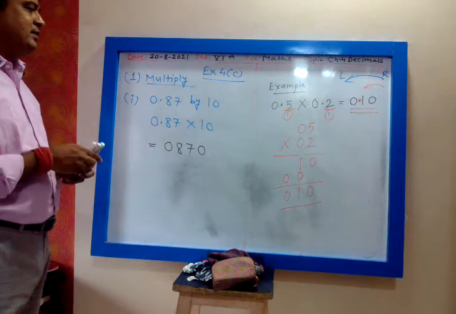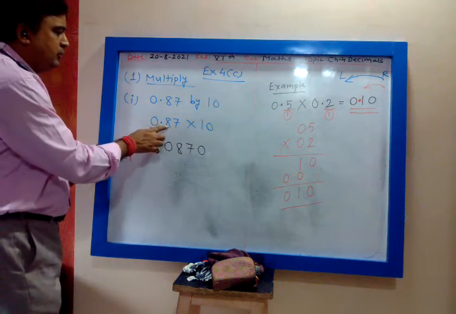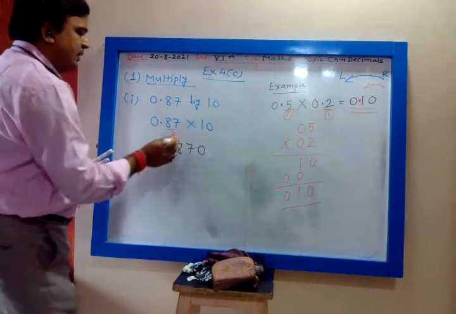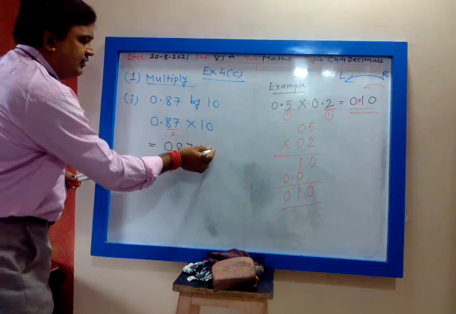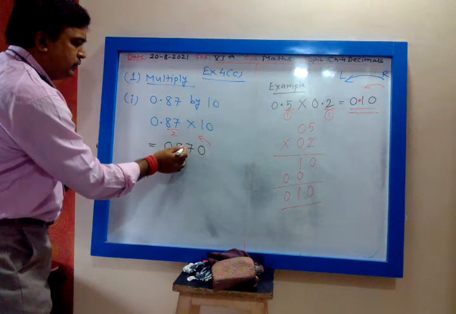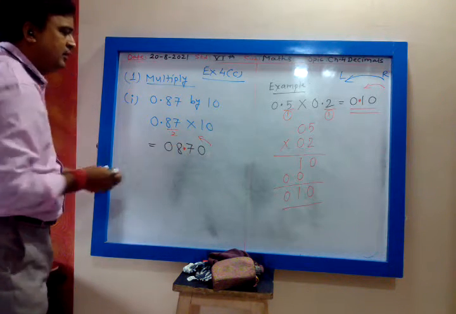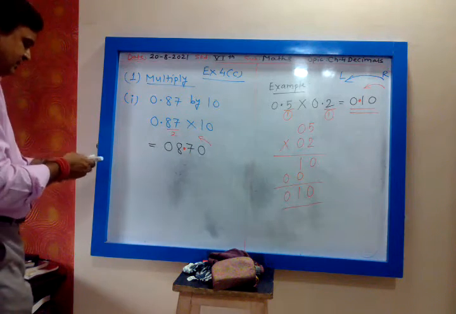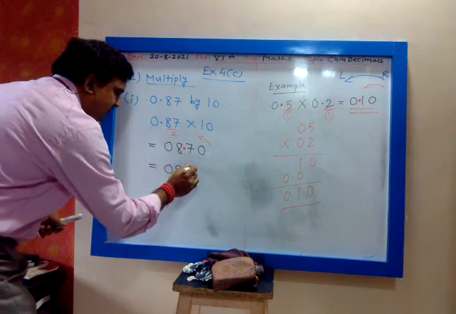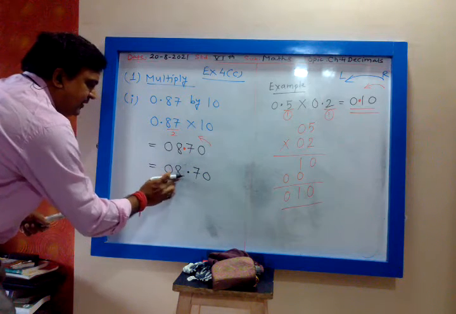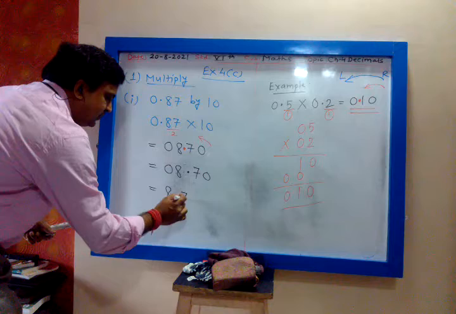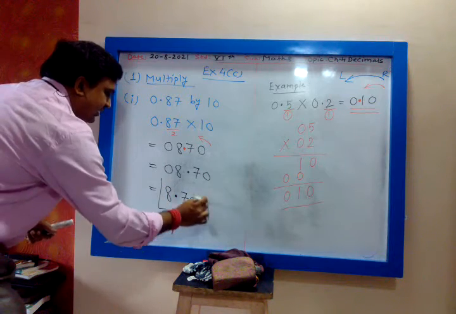Now, how many places of decimal are there? After the point, 2 places. So now I have to place the decimal from the right side after 2 digits. So 1, 2. The decimal will be there. So what is that? 08.70. 08 is same as 8. So the answer is 8.70.